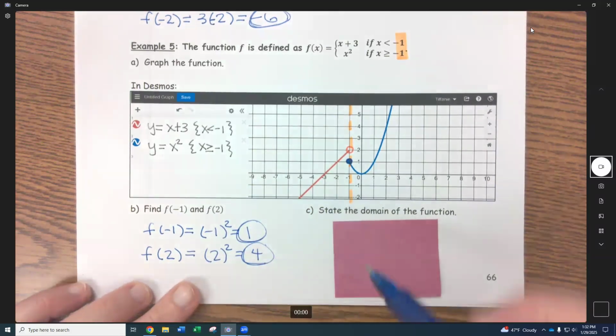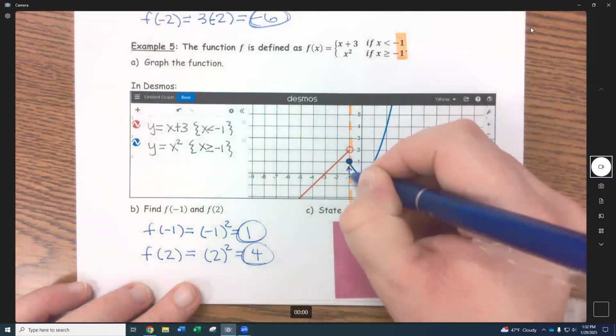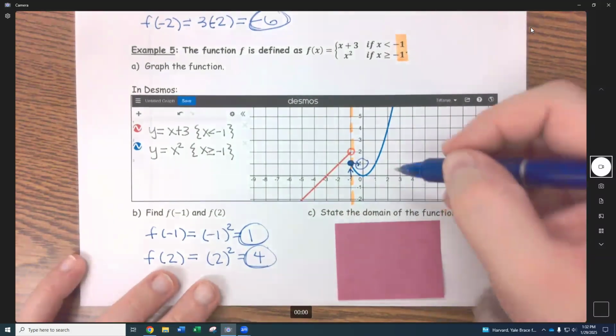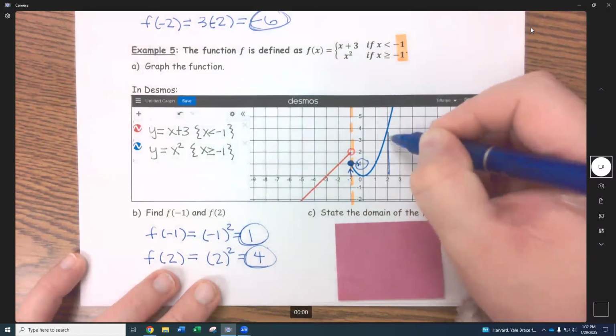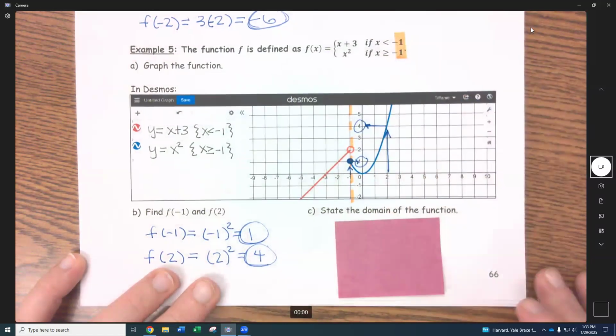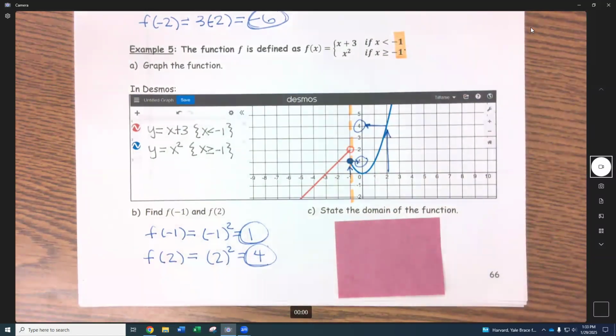When x equals -1, my y value is 1. When my x value is 2, my y value is 4. So you get that by using the graph as well.